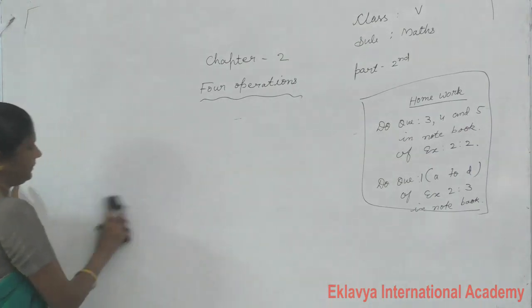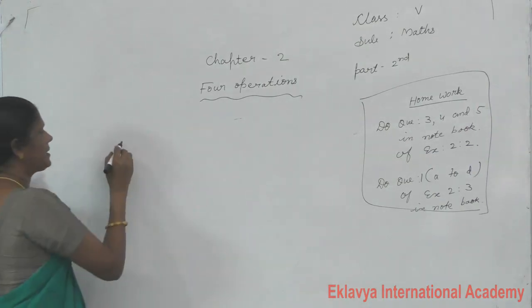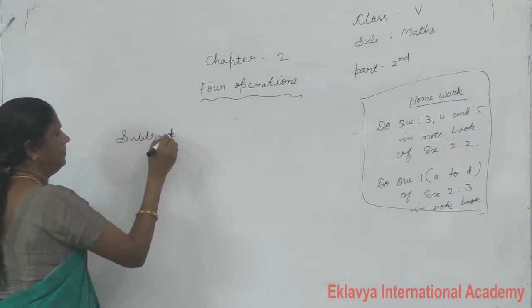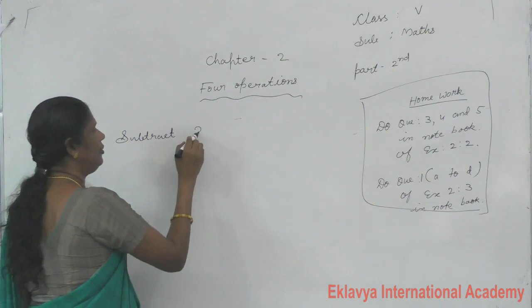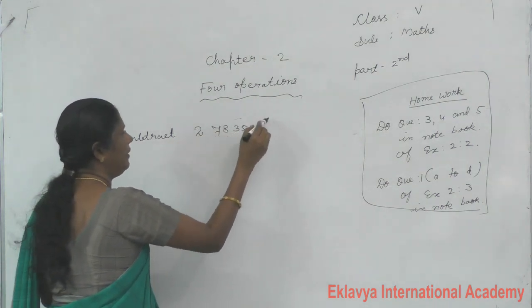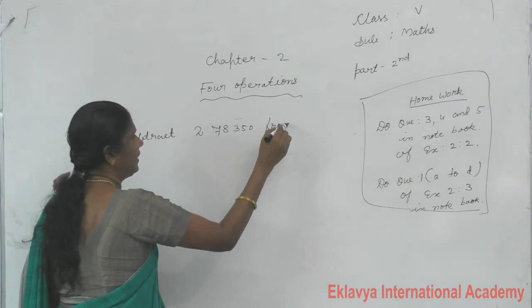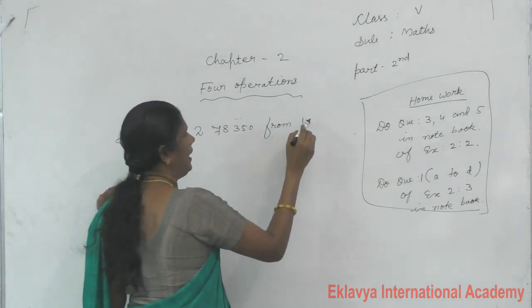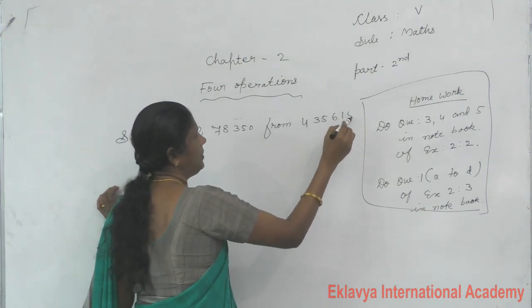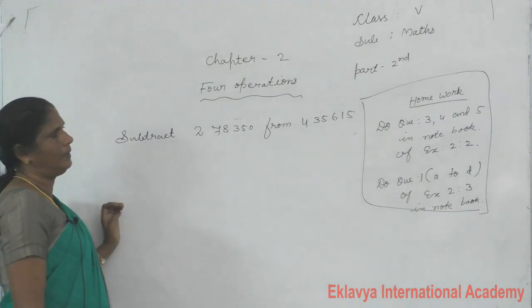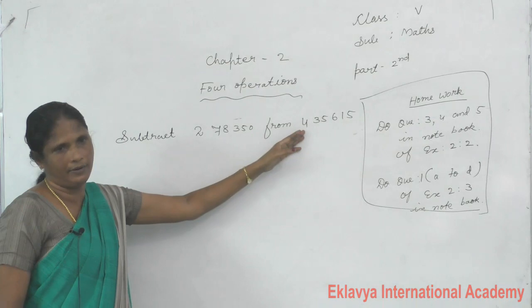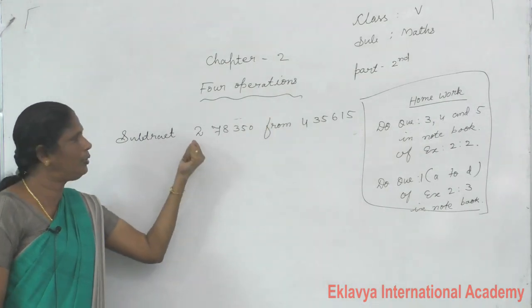For example, subtract 2,78,350 from 4,35,615. Then which is the bigger number here? 4 lakh. Smaller number 2 lakh.